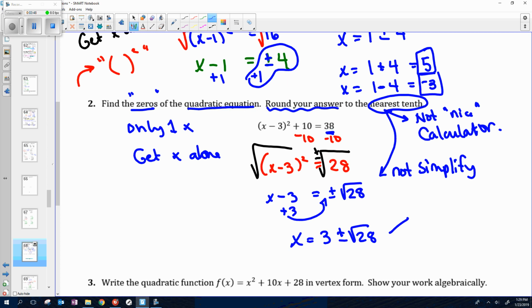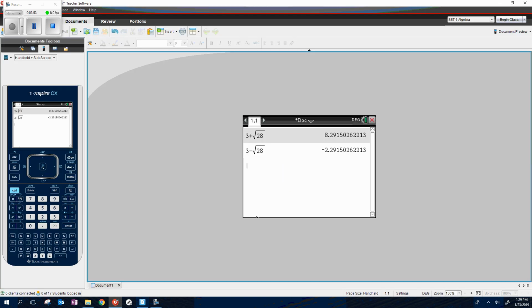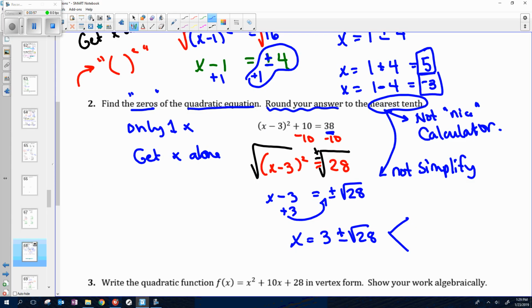This is going to give me 2 answers. So here's my branches and here's my calculator. 3 plus the square root of 28 is 8.2915.